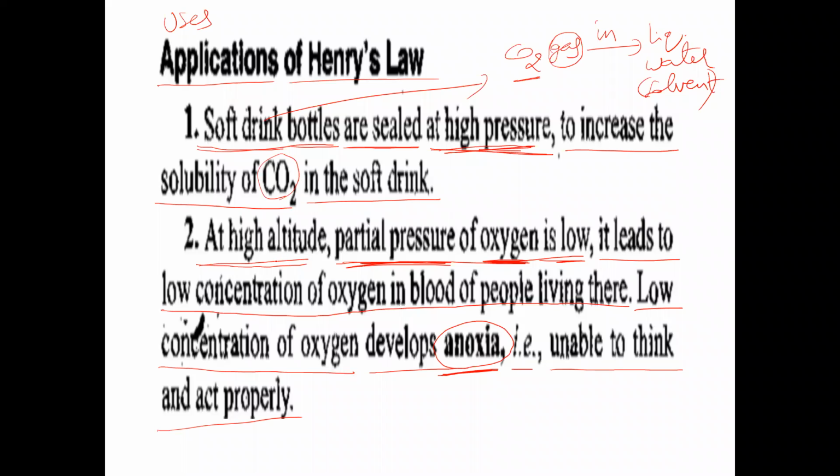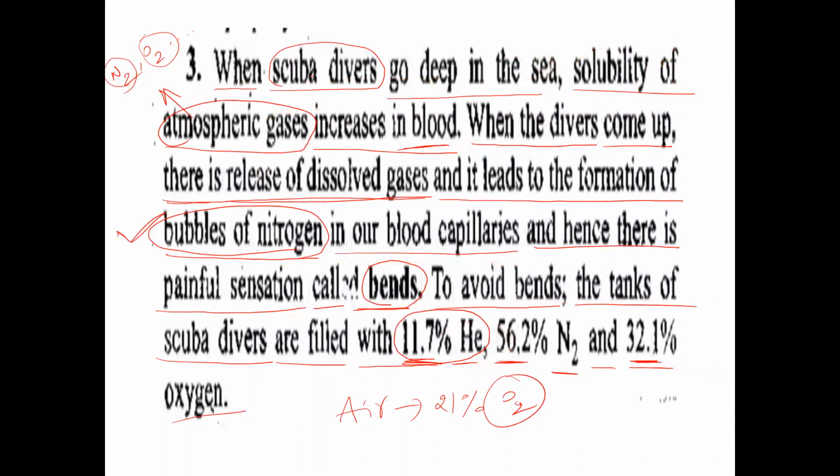Next, at higher altitudes some people will be living, at the top of mountains. In that condition, the partial pressure of oxygen will be less in the air. That's why less oxygen will be dissolved in their blood. When the concentration of oxygen in the blood is low, that condition is called anoxia. People are unable to think properly and unable to act properly. That condition is anoxia.